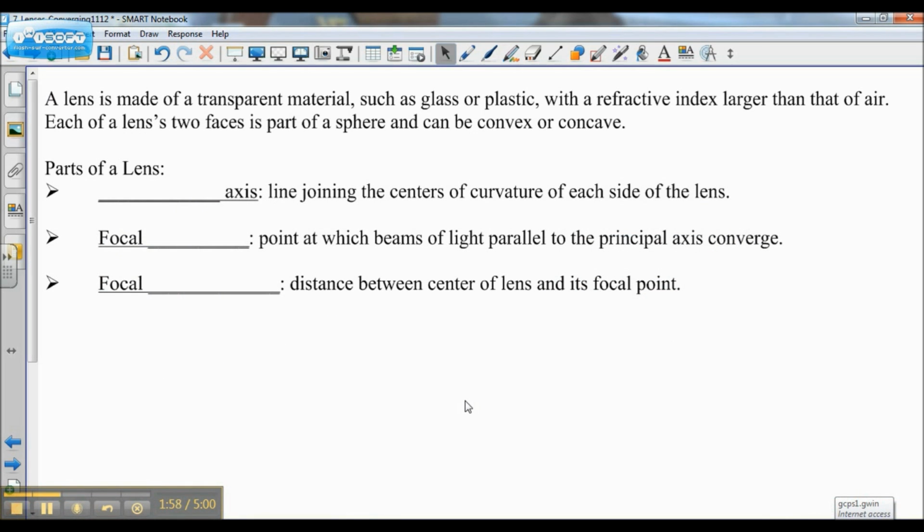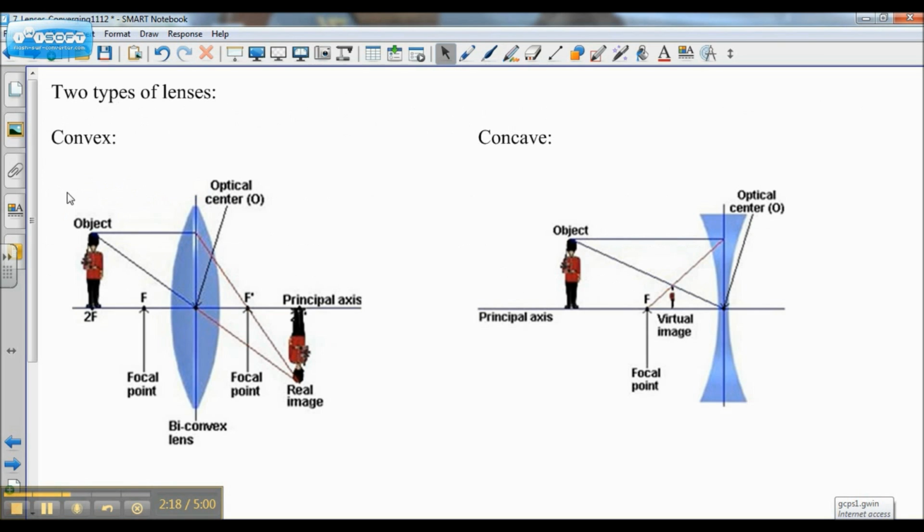Parts of a lens, these are important terms to be able to understand how to do ray diagrams later and also how to do some calculations. So the first is principal axis. The principal axis is the axis or line that joins the centers of curvature. So in our picture here, it's the line that goes horizontally through the center of the lens.